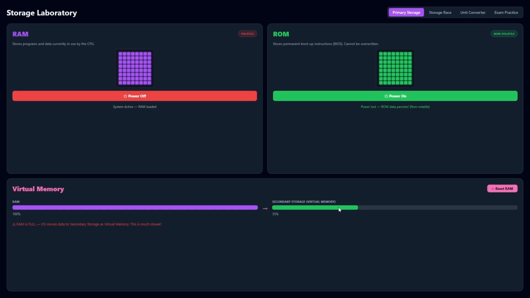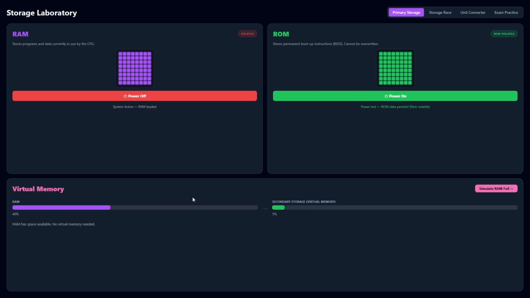And when things are needed, they are taken back from secondary storage and put into RAM, which the CPU can then access, and data is swapped over and over again as and when needed. When RAM is no longer full, we don't need secondary storage anymore. We don't need to use the virtual memory, only when RAM is full.